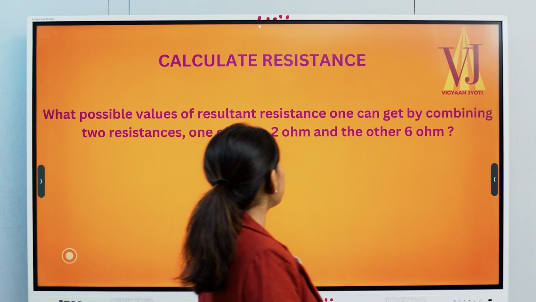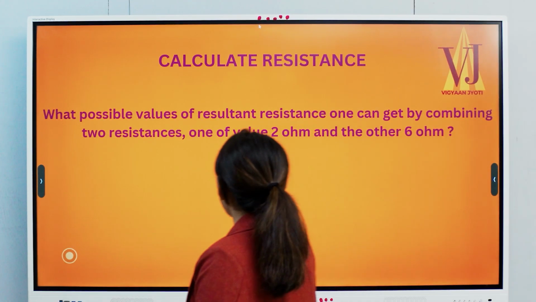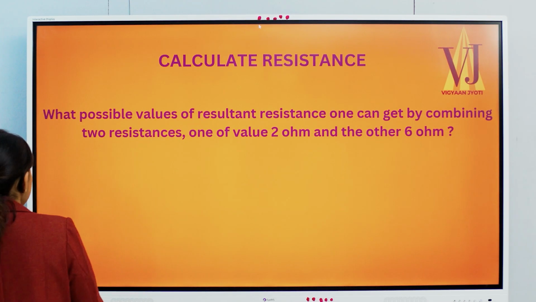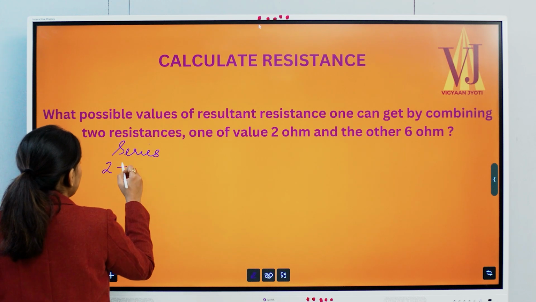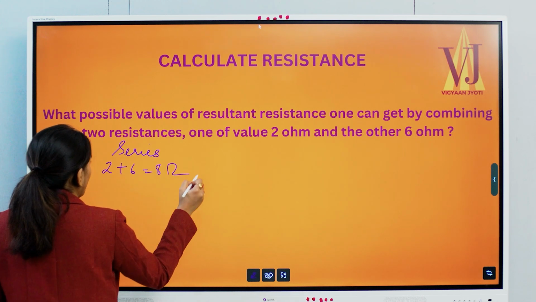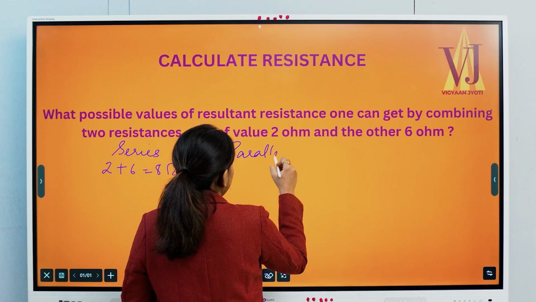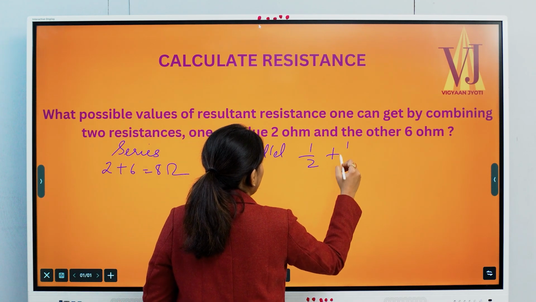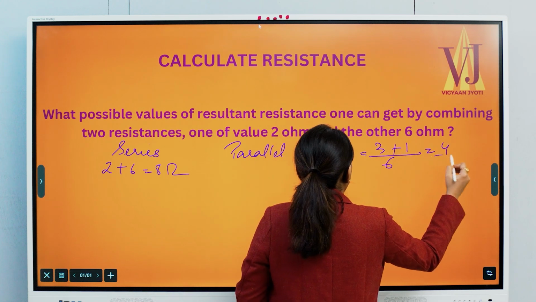What possible values of resultant resistance can one get by combining two resistances, one of 2 ohm and the other of 6 ohm? So if we do this in series, that means 2 plus 6, it's 8 ohm. Clear? And if we do it in parallel, so 1 by 2 plus 1 by 6, that's 4 by 6.